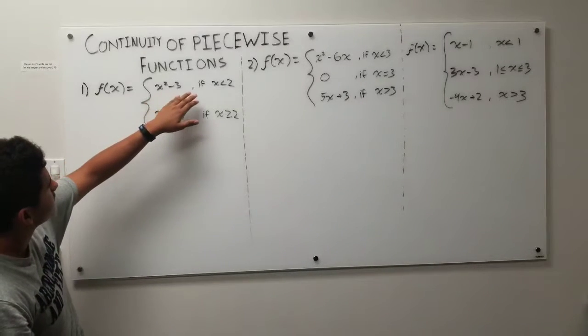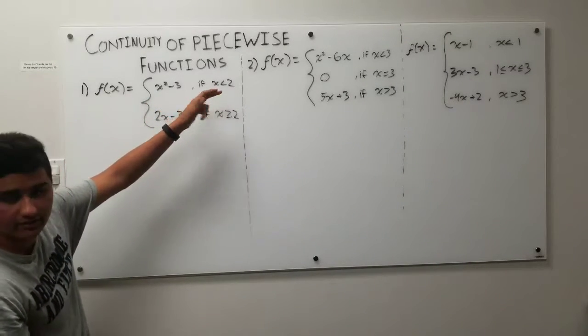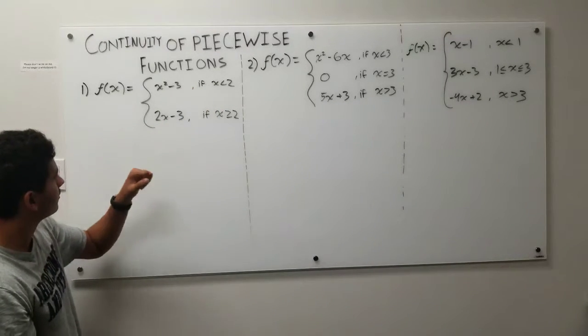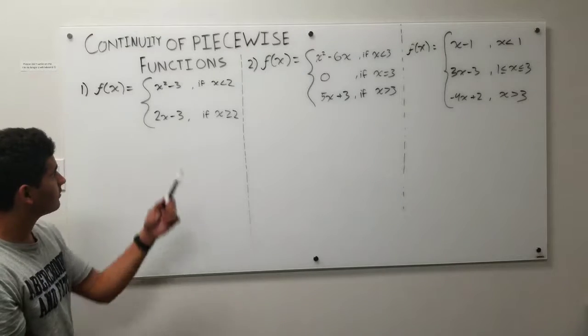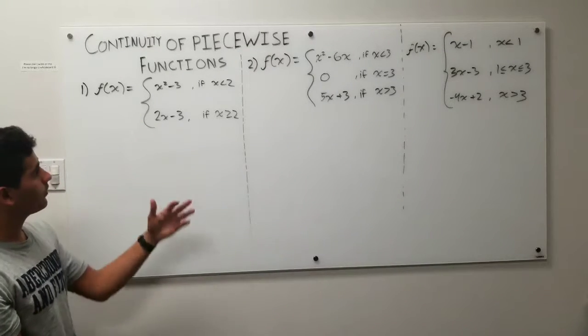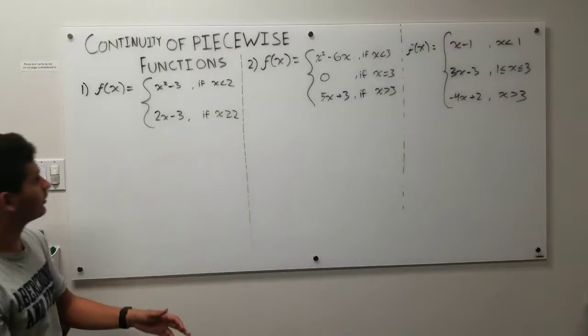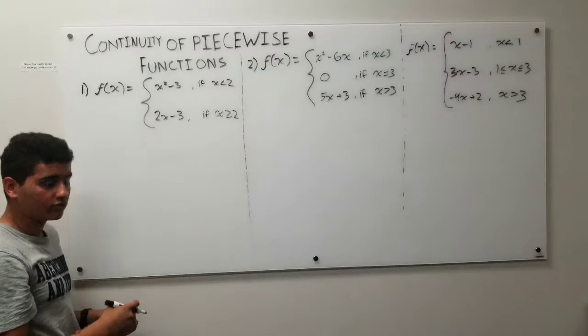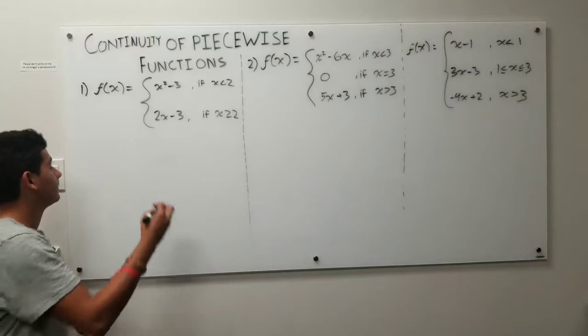So x squared minus 3 if x is less than 2. Now this is its condition. And 2x minus 3 if x is greater than or equal to 2. One thing I can notice about these functions individually is that they both are continuous. But when they are together is the problem we're trying to look at. So x equals 2 is our Frankenstein point, and that's the point we're going to take our limit at.